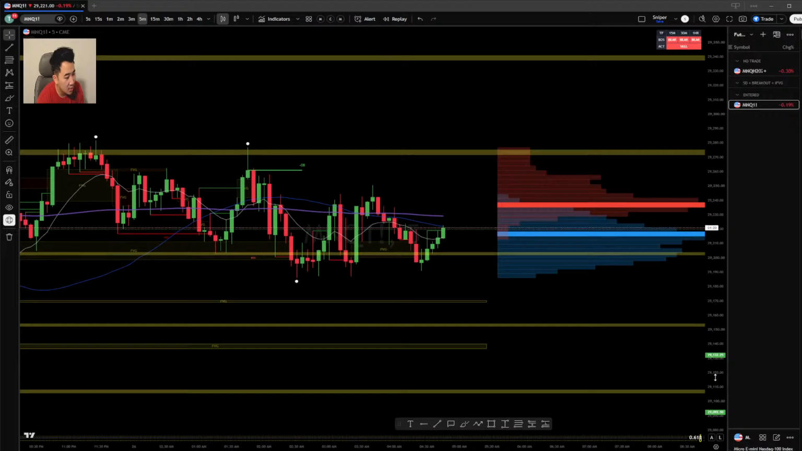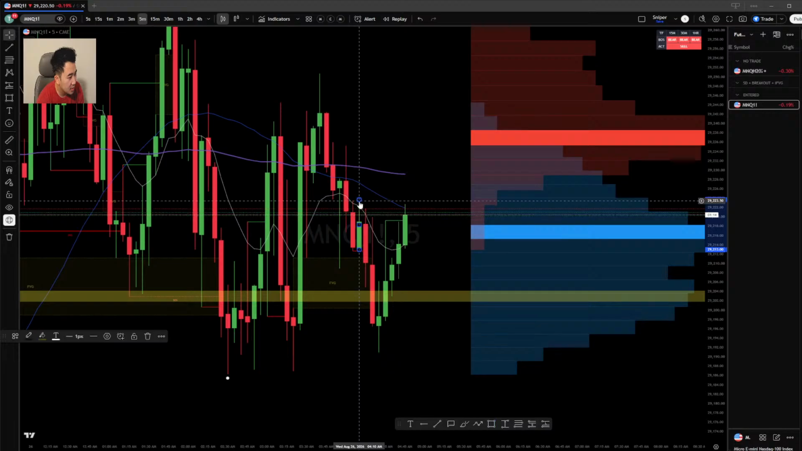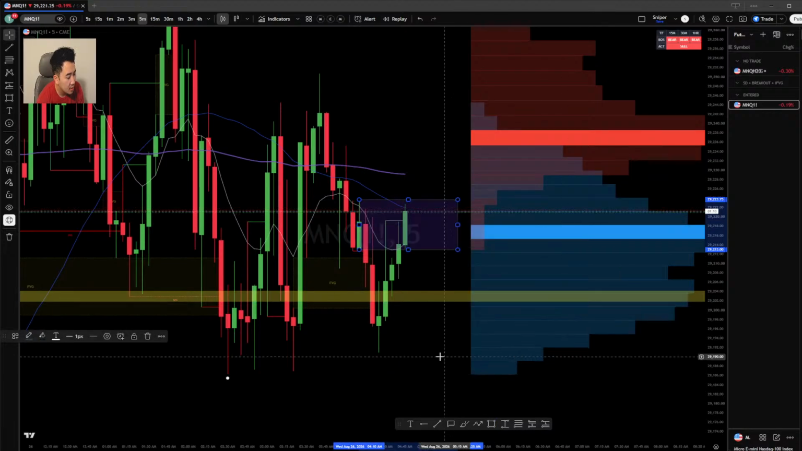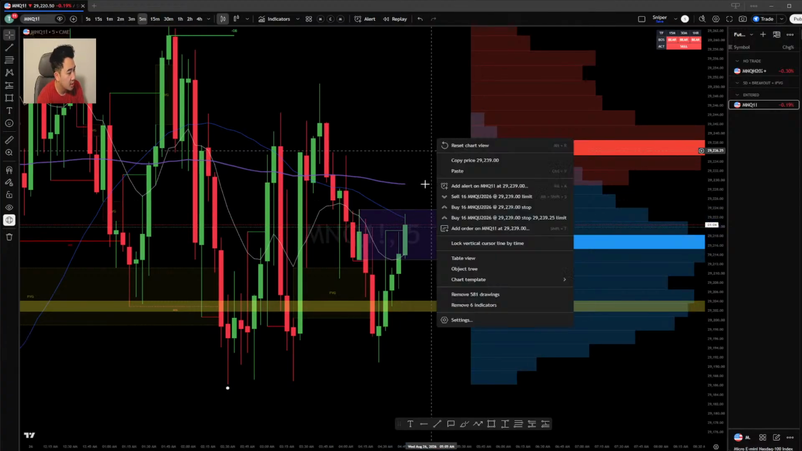5 minute, we are, let's see, looks like there's a supply zone right here. Supply and demand. This is a supply zone. Let's see what it does inside.